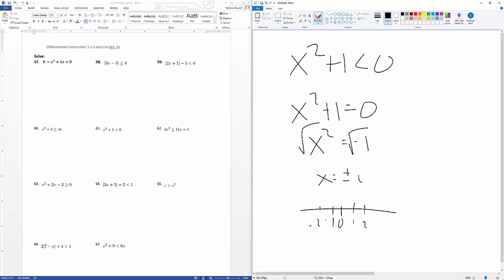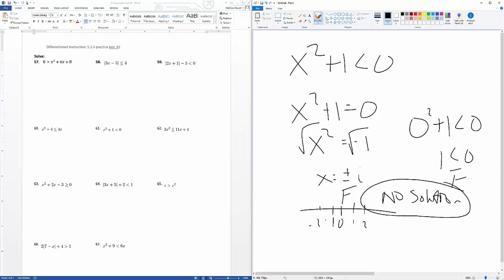And so, since it's one giant region, if I plug in any value, let's say 0, I get 0 squared plus 1. Is that less than 0? So is 1 less than 0? That's false. That means the entire thing is false. No solution. And the reason why this is no solution is because there's no value for x that I can pick that's going to make it less than 0. There are none. Another way of thinking about it, this is my graph, moves up 1, and it's a parabola. Is there any values below the x-axis? Are there any values that are less than 0? The answer is no, which is why it's no solution.